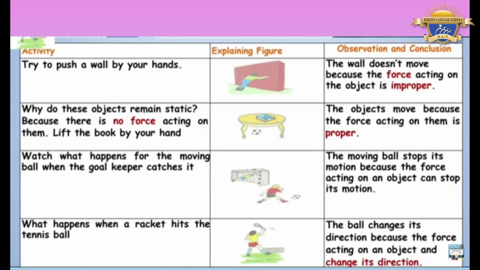Watch what happens to the moving ball when the goalkeeper catches it. The moving ball stops. Why? It stops its motion because a force acting on an object can stop its motion. What happens when a racket hits a tennis ball? The ball changes its direction because a force acting on an object can change its direction.